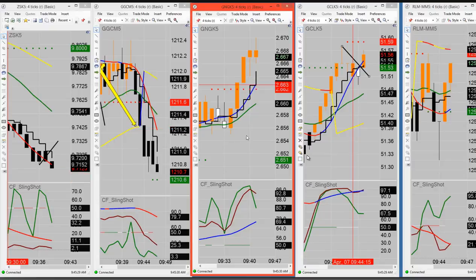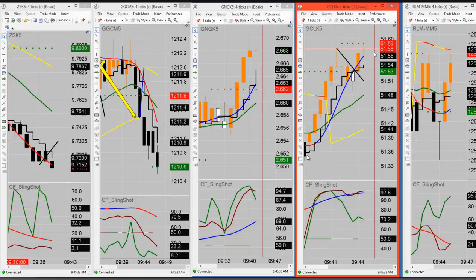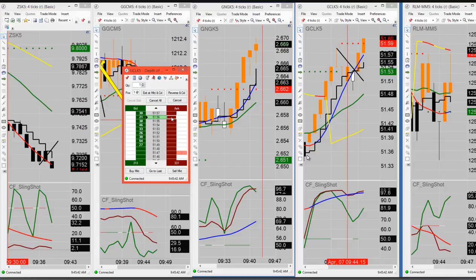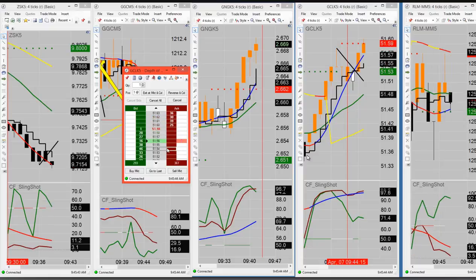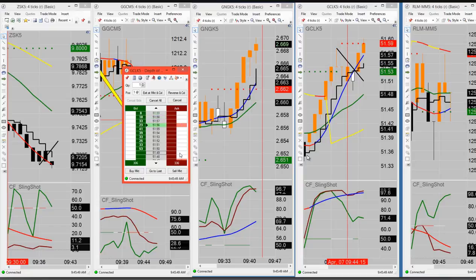Sorry, I had my mic off. On the crude, we're looking for an up close right there, 51.50, 51.57. Actually, it's a momentum long trade going right into dynamic resistance, so I'm throwing my stop at break even. I was in at 56. Throw my stop at break even right away on that.